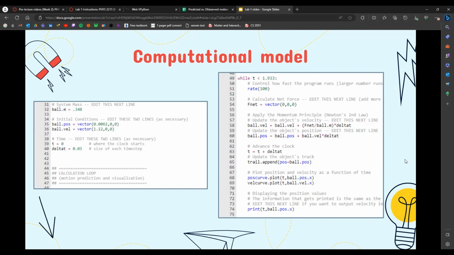For the while loop, I set time to be less than 1.933 because that was how long it took the video to run. And although I changed the equations for ball velocity and position, they essentially perform the same tasks as the initial equations given in the starter code.